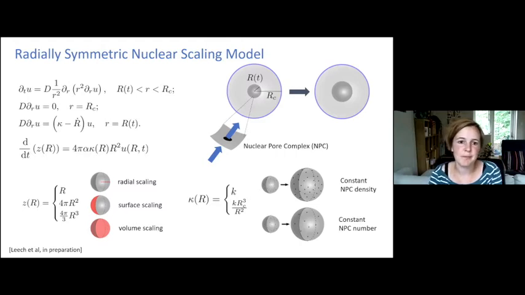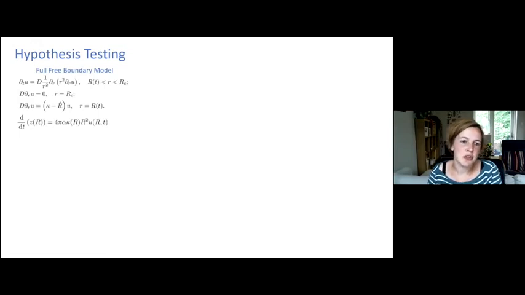So this is the basic model, and it's not very complicated, but it's still a certain computational effort to solve it, also because it is a free boundary problem, and so you have to put some thought into how you discretize your PDE.